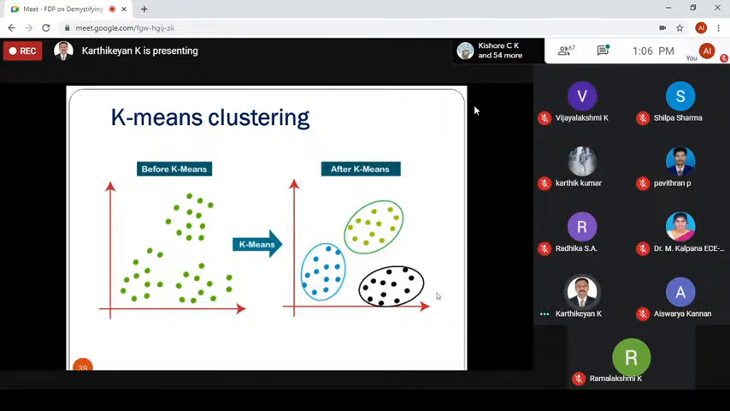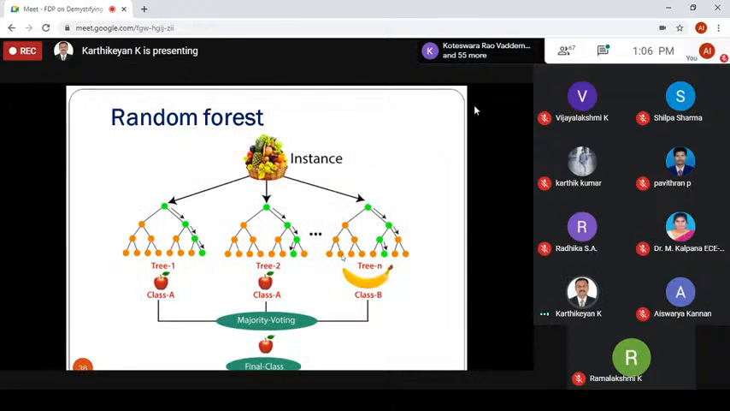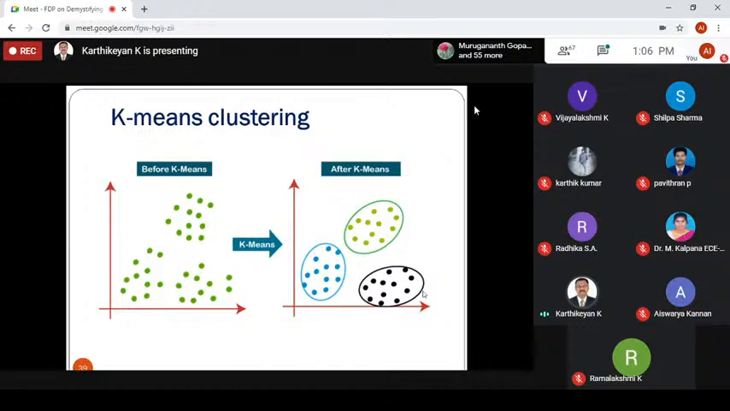Now coming to k-means clustering. This random forest can be used for unsupervised learning also, or maybe supervised learning, depending upon how the designer designs the algorithm. Similarly, k-means clustering can also be supervised or unsupervised. Generally, it is taken as unsupervised learning.